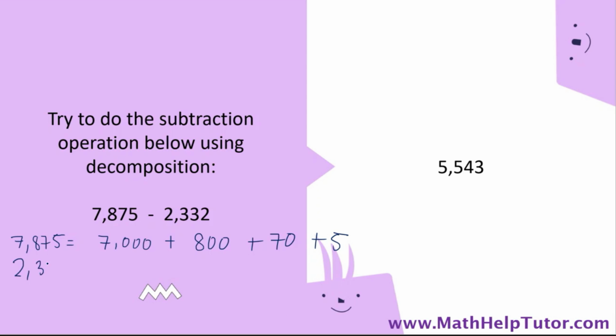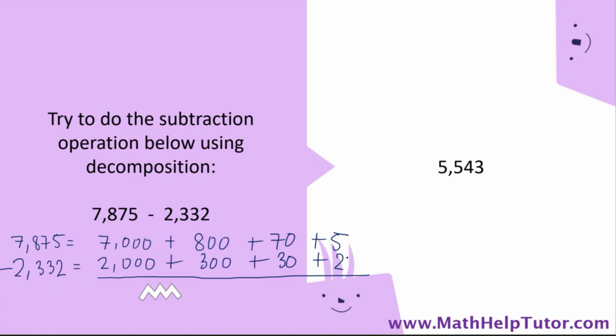And 2,332 is equal to 2,000 plus 300 plus 30 plus 2. Now this is a subtraction operation. So what we're going to do is we're going to subtract these numbers from these numbers. And let's put a line here to separate the answer from our decomposed numbers.